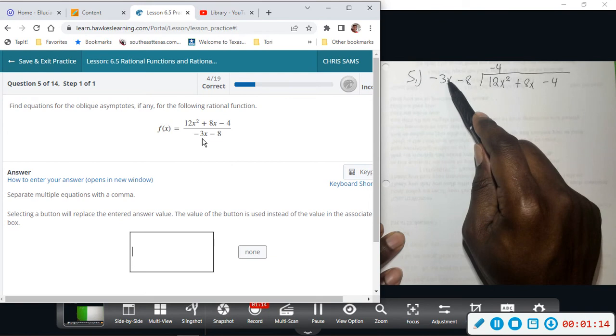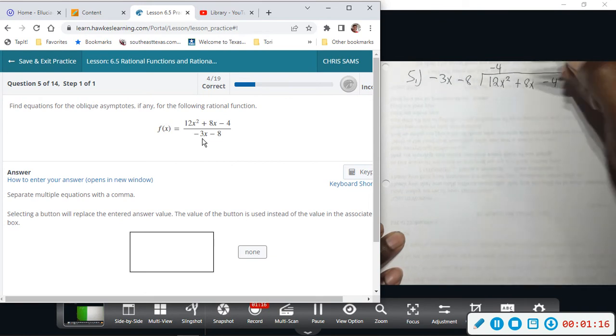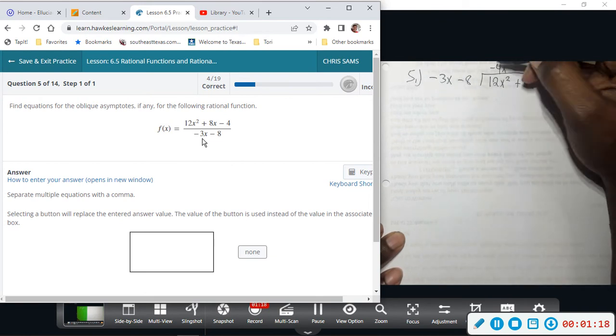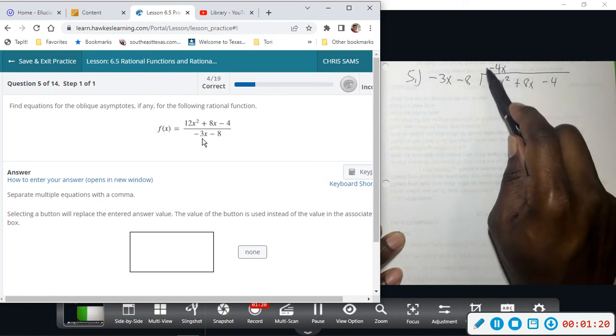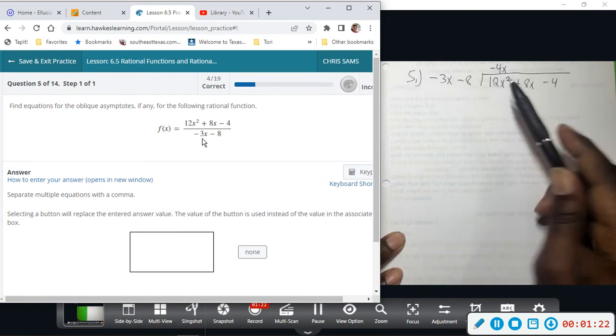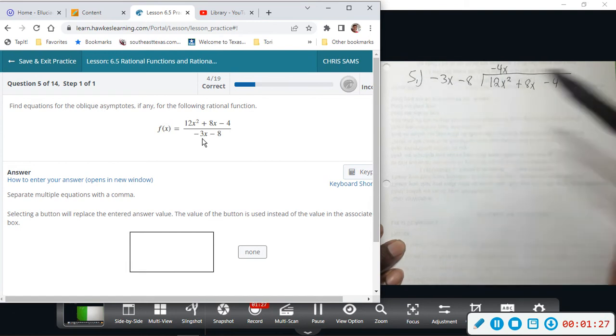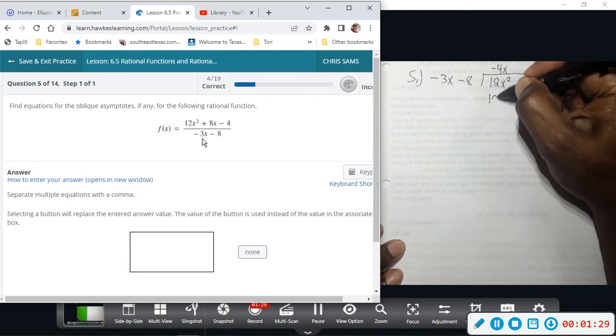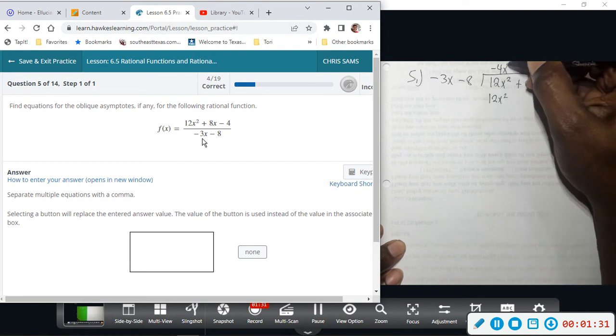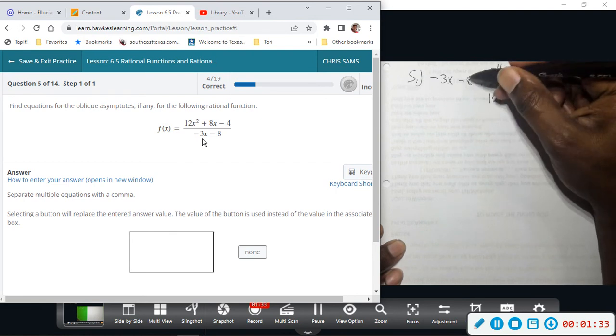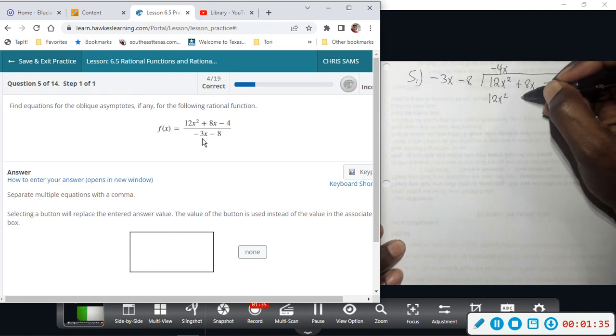And then I have 1x. I need 2 of them, so I just need 1 more. So negative 4x. Alright, so then we're going to multiply this by everything and then subtract. So negative 4x times negative 3x will give us a positive 12x squared. Negative 4x times negative 8 will give you a positive 32x.